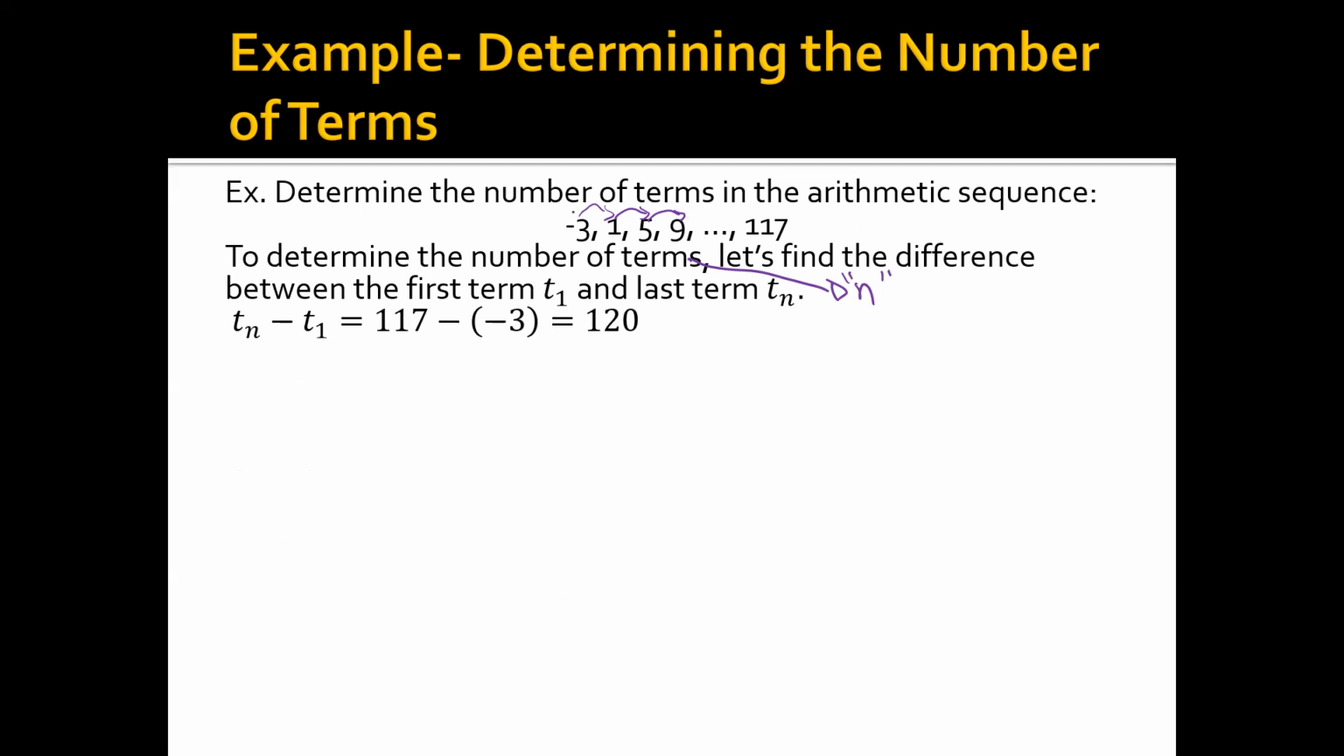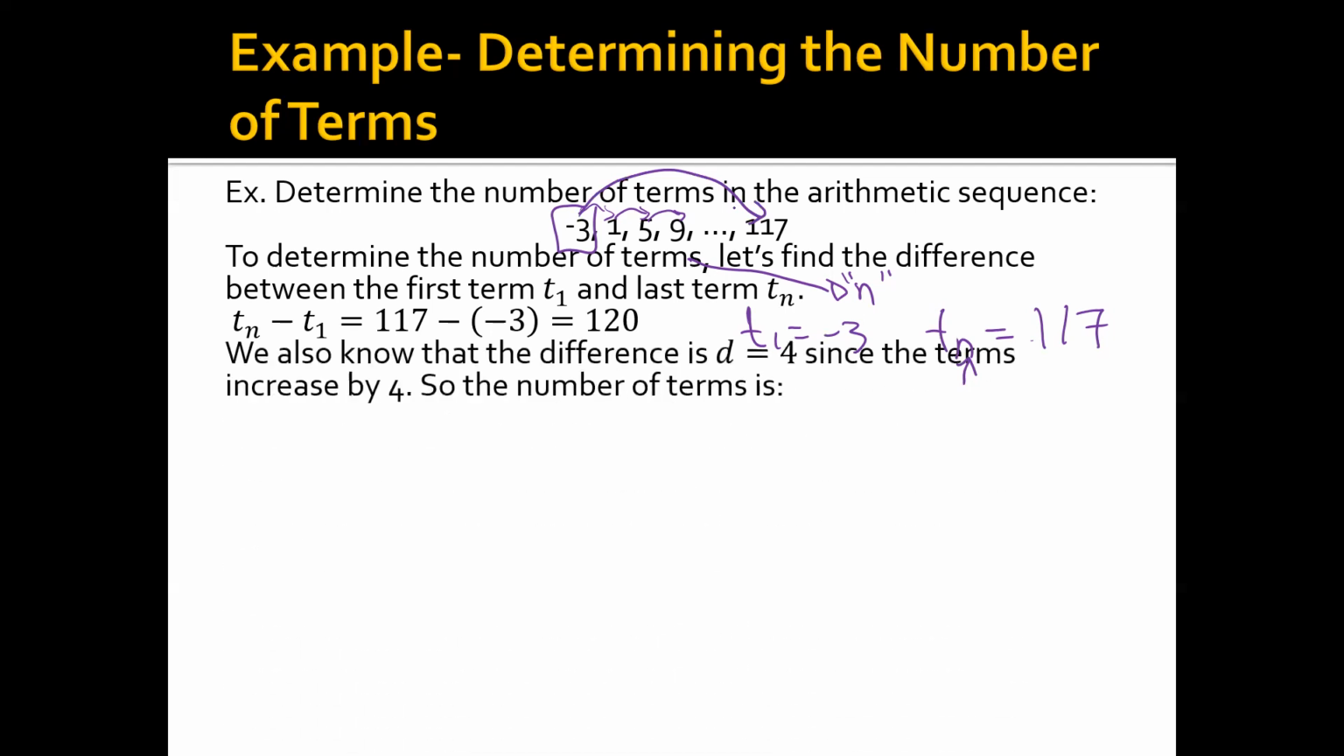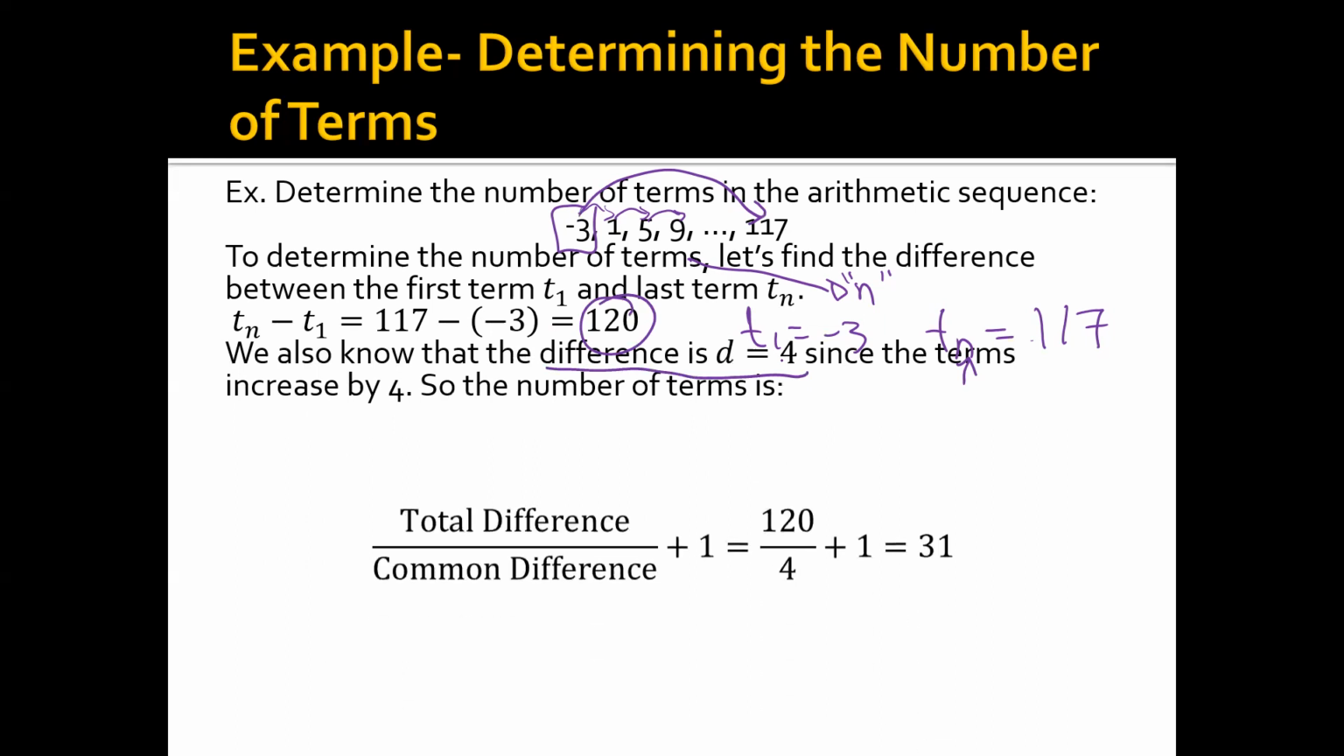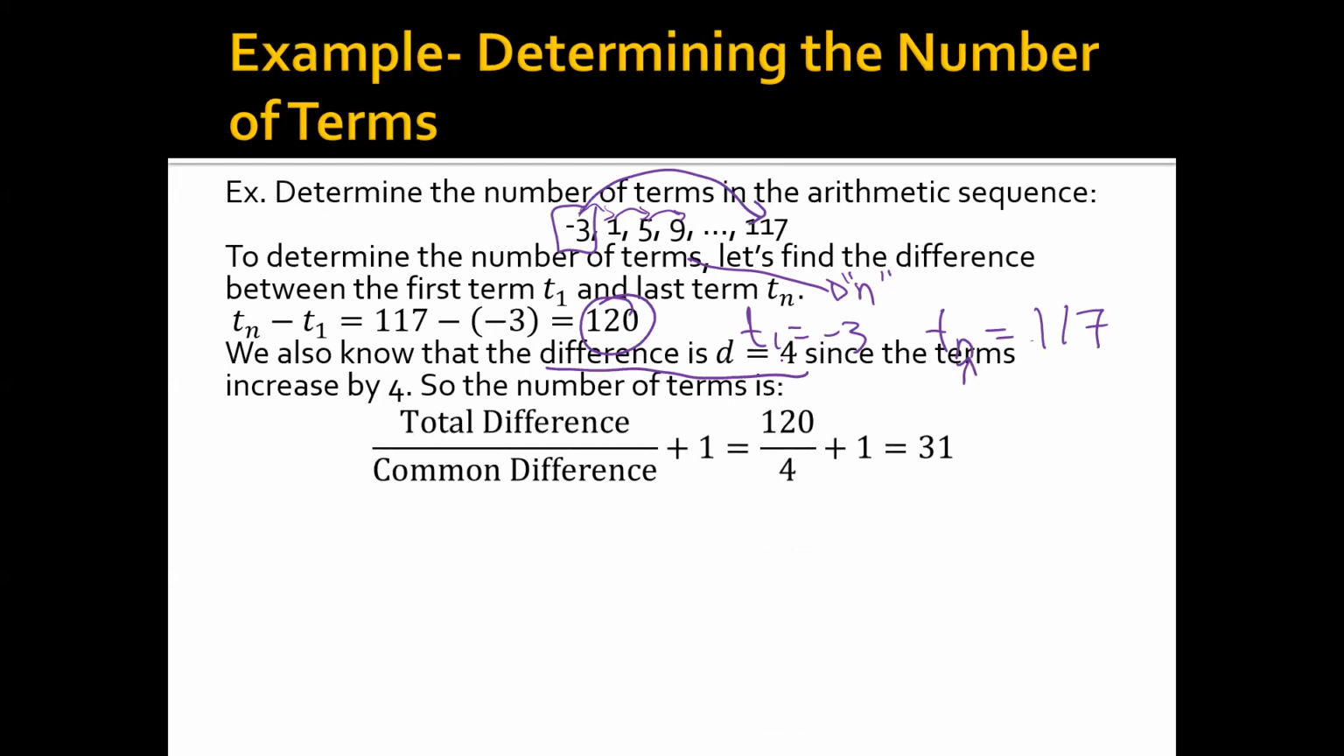So what do we know so far? Well, I know that my first term, t1, is -3, and I know that my last term, whichever term it might be, I have no idea how many terms there are, is going to be 117. If we find the difference between the first and the last, that will tell us the total difference between them. So we're going to take 117 minus -3, which means that we end up with a difference of 120. Because the difference between the term values is 4 each time, we can take the total difference and simply divide by the common difference.